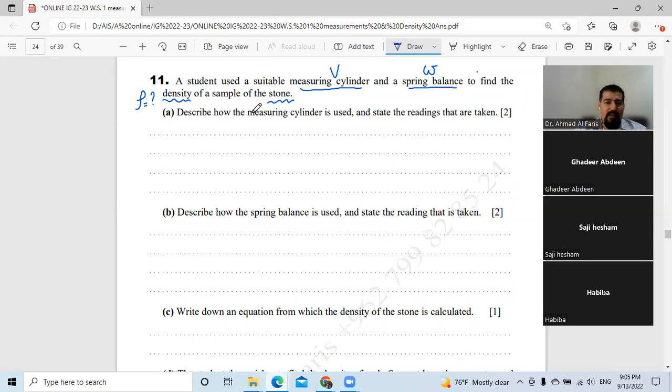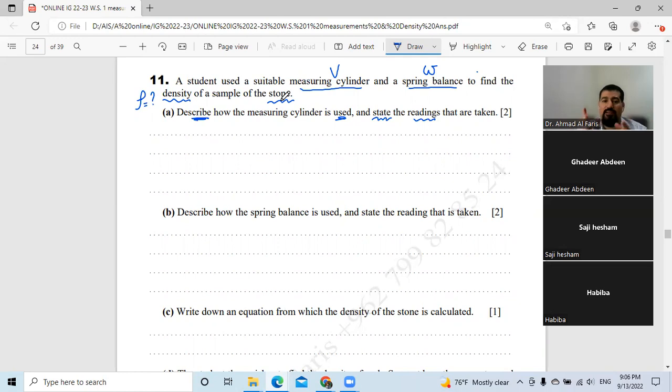A. Describe how the measuring cylinder is used and state the readings taken. That's the first thing. Describe how we can use it. This is the first question. Second, state how readings are taken to find the density of the stone. What do we need here?